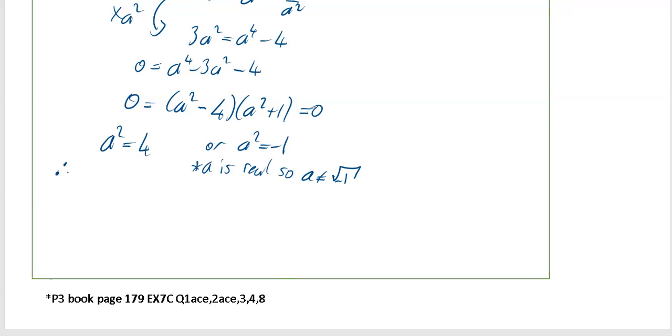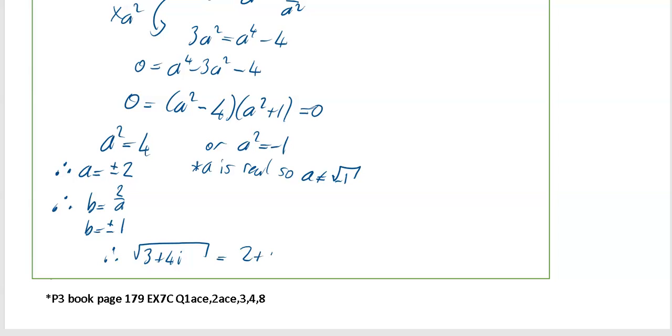So here, therefore, if a squared is equal to 4, that means a is equal to plus or minus 2. And if a is equal to plus or minus 2, therefore your b, so this is going back to your formula, remember b was equal to 2 over a. So that b is equal to either plus or minus 1. So your answer, therefore, the square root of 3 plus 4i is equal to 2 plus i, or it is equal to minus 2 minus i, and that's it.